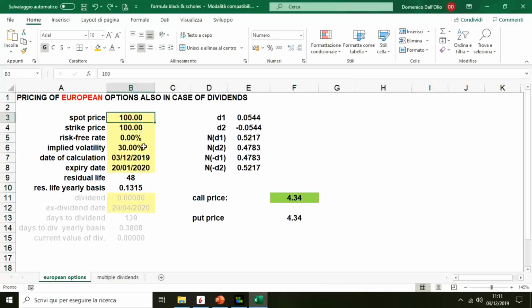So the cells we have to put arbitrary values in are those with the yellow background. Let's take the case of a spot worth 100 euros or dollars, it doesn't matter. Strike price the same, so we are evaluating a call and a put at the money. Let's take a 1% risk-free interest rate and a 20% implied volatility. Date of the calculation today, expiry date January the 20th, 2020. The theoretical call price is 296. The theoretical put price is 283.